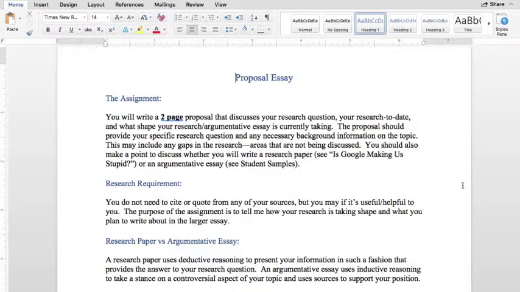So it's going to be in MLA format like a regular essay would be, hopefully with a beginning, middle, and end, full sentences, and all that jazz. But this is essentially just a short proposal that tells me a little bit about your research. So I'll read some of this to you. This is a 2-page proposal that discusses your research question, your research to date, so any sources and research that you may have come across so far, and what shape your research and or argumentative essay is currently taking.